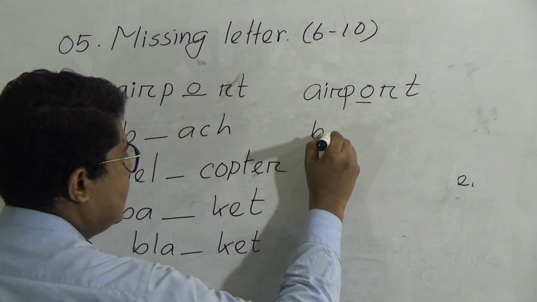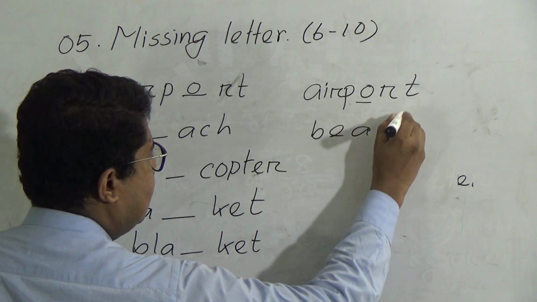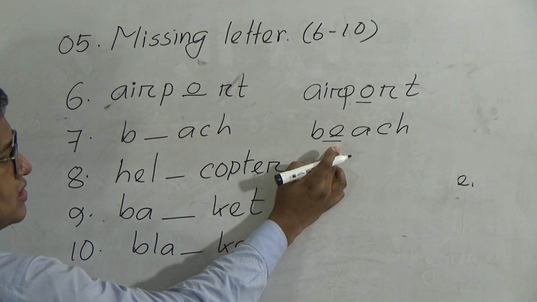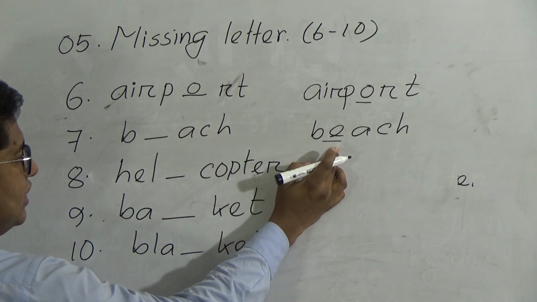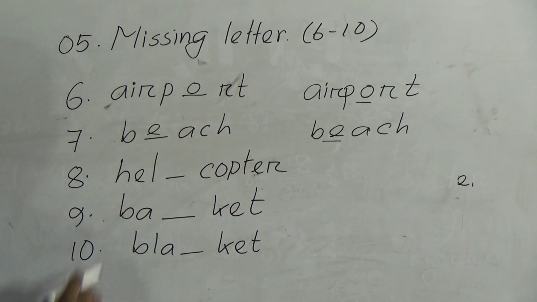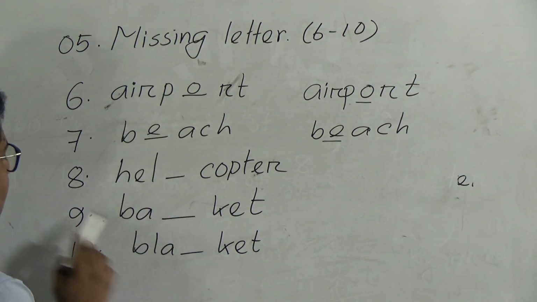Number 7, B-ACH. So the word is BEACH. So in this word, the letter E is missing. Yes, E is missing. So you have to write E. BEACH, beach.